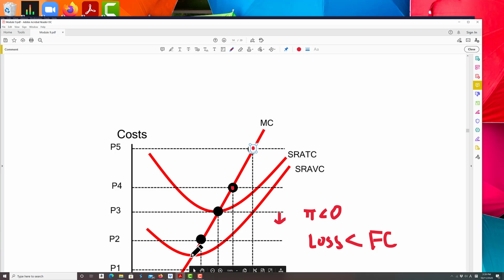If price ever falls below the minimum of average variable cost, that's when the firm should shut down the factory, and Q would be equal to 0. Call all the laborers and tell them they're not needed at the factory next Monday.